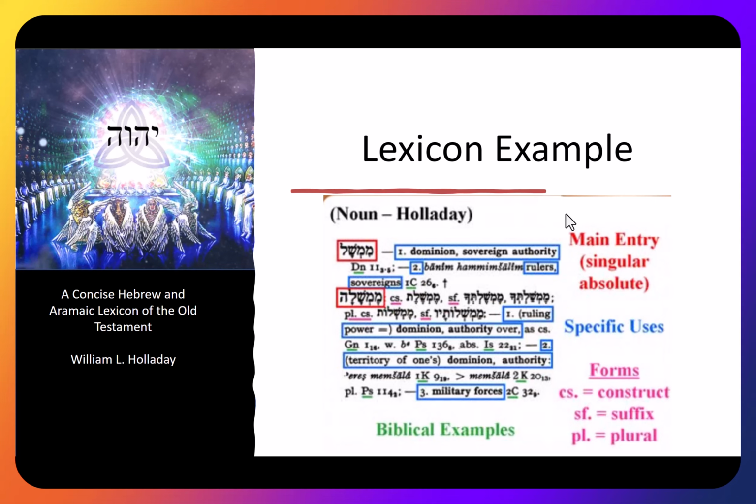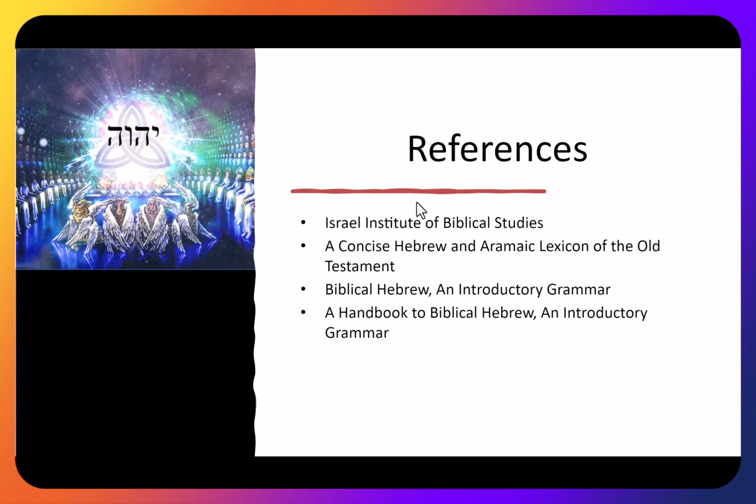So next here, just showing an example of how a lexicon will break down the word and its derivatives. In other words, how the word will be used. Its root will be used in many different ways, and derive its meaning, because a lot of the words will take on different meanings based on how it's constructed and, of course, the context that it's put in the verse itself. These are the references that I've used to put this together and to teach the class.